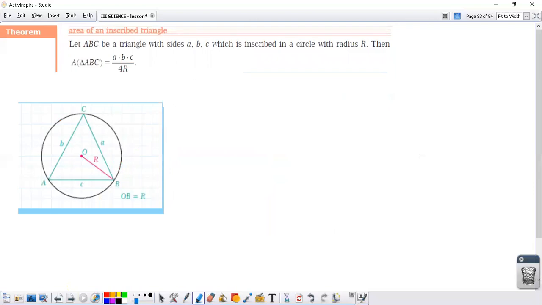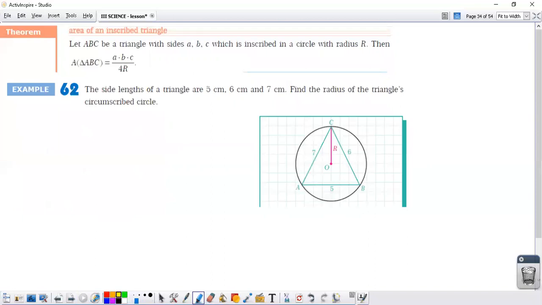On the next part, we have the area of an inscribed triangle. Let ABC be a triangle with sides a, b, and c, which is inscribed in a circle with radius R. Then the area of ABC is the ratio of the product of the sides and 4 times the radius. For example, the sides are given as 5, 6, and 7, and we're going to find the radius of the circumscribed circle.